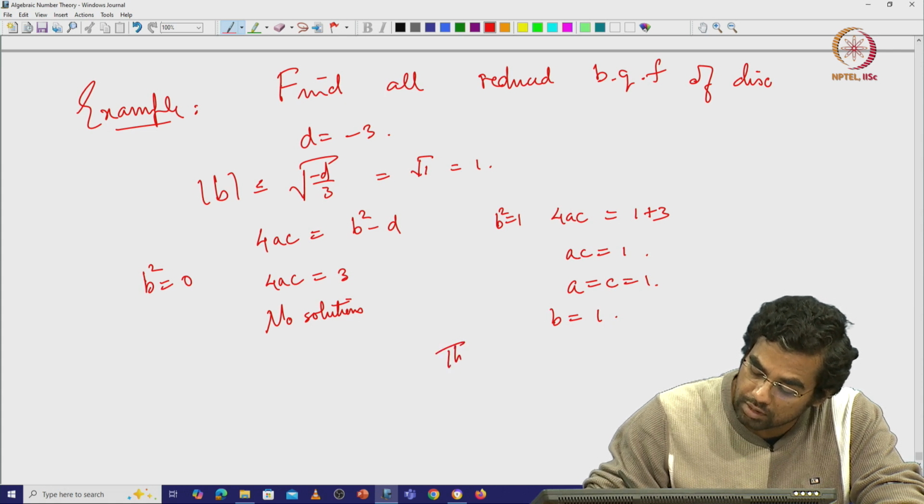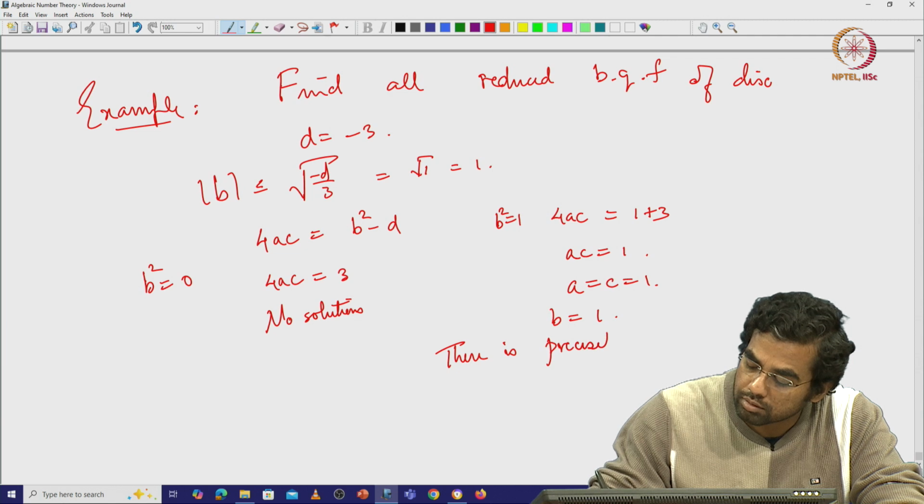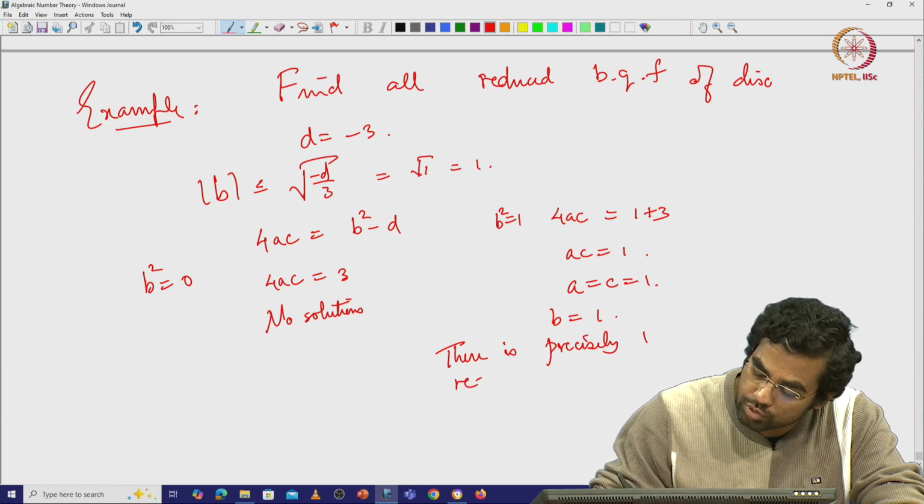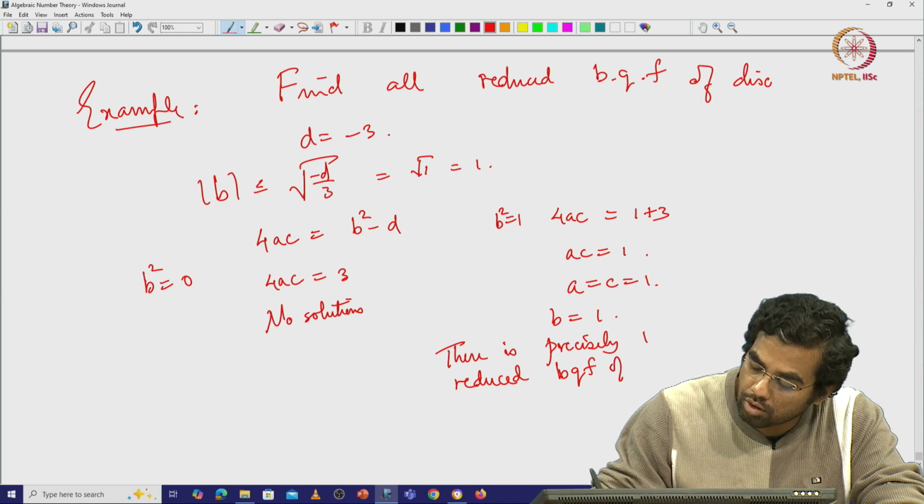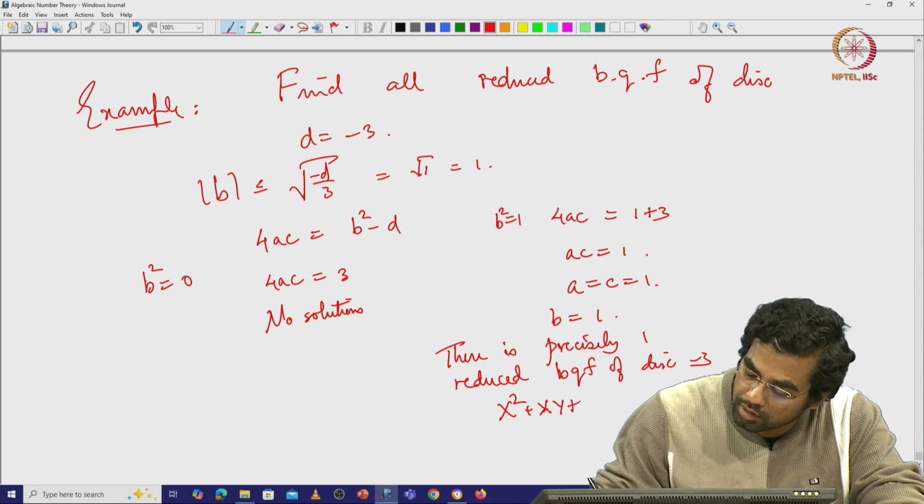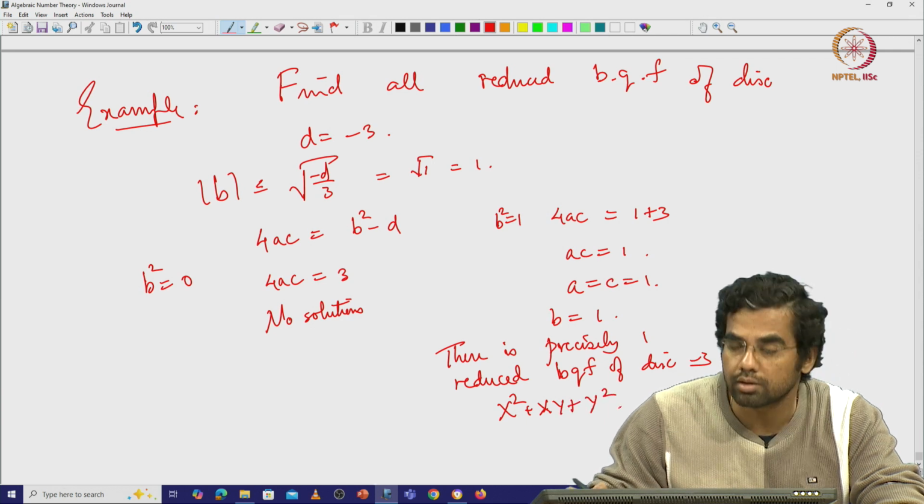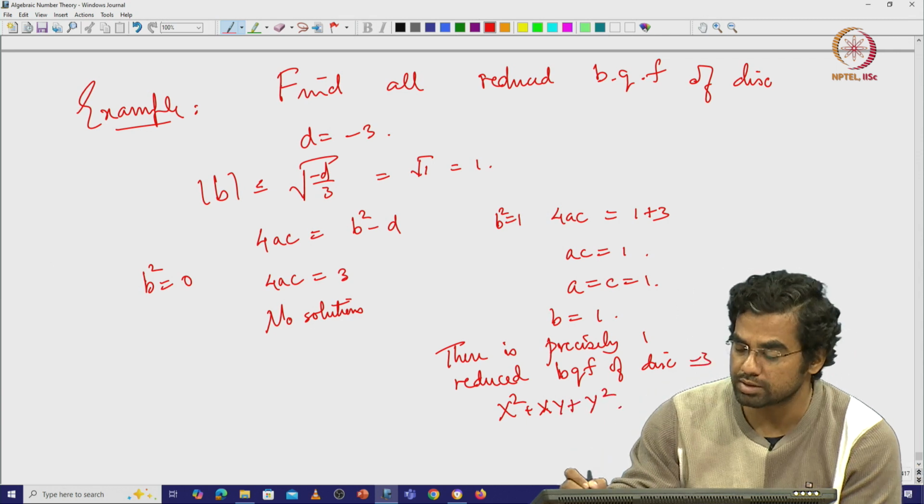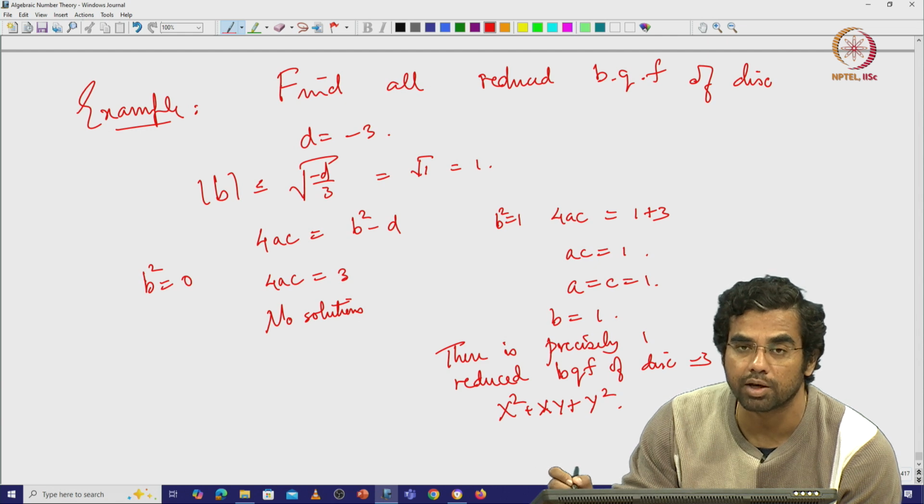So, there is precisely one reduced binary quadratic form of discriminant minus 3, namely x squared plus xy plus y squared. Okay, so that is it, and you see that the discriminant is minus 3 indeed.